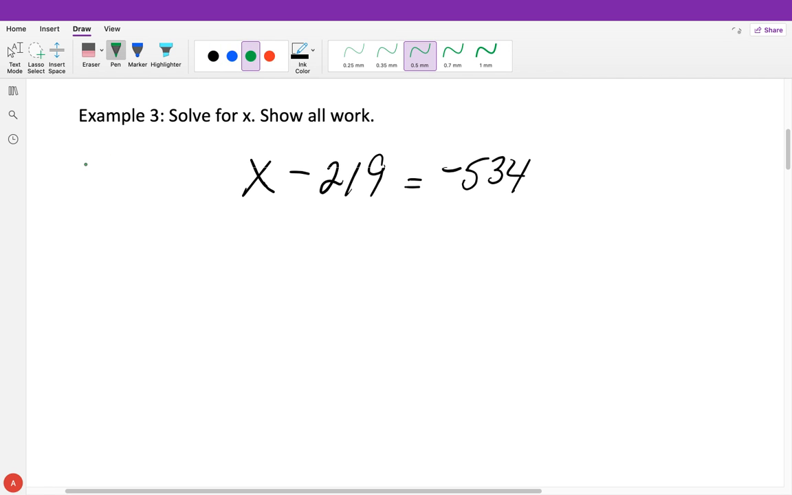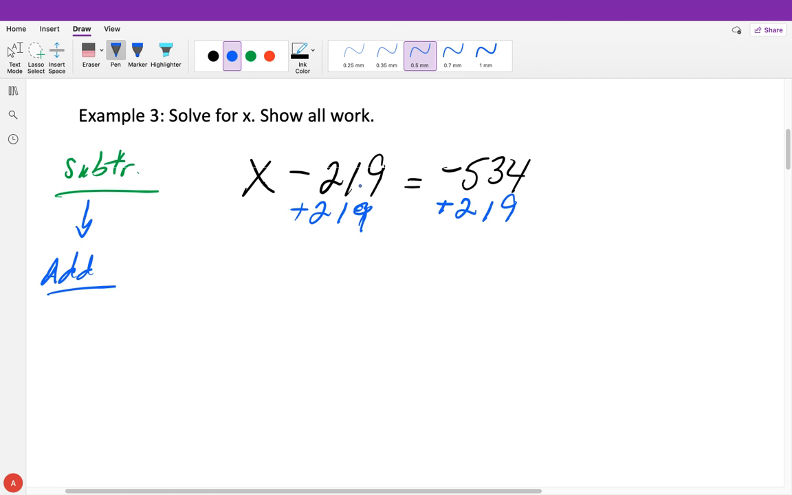So once again, we have to identify what operation is being done to our variable. Well, we are subtracting. How do we get rid of subtraction? We do that through addition. That is our inverse operation, so we need to add. If we're subtracting 219, I need to get that to be 0, so nothing is being added or subtracted to my variable. So that means I need to add 219.